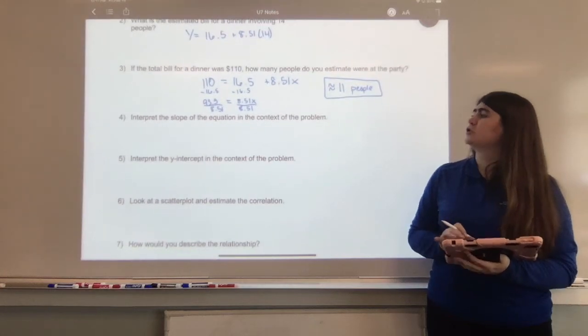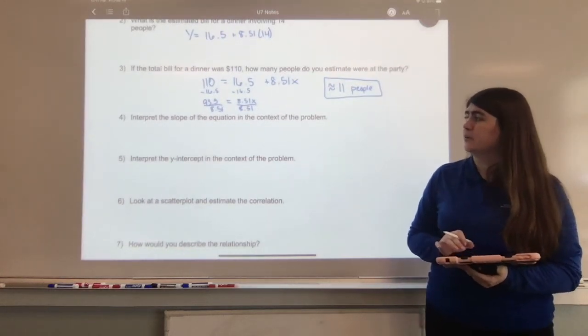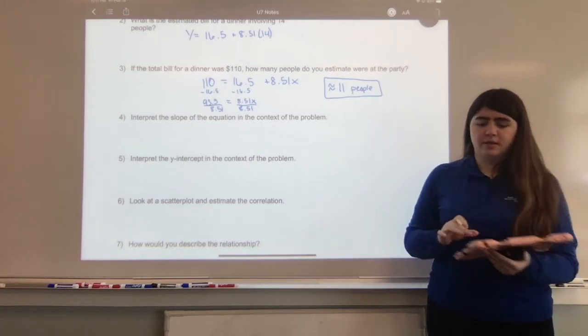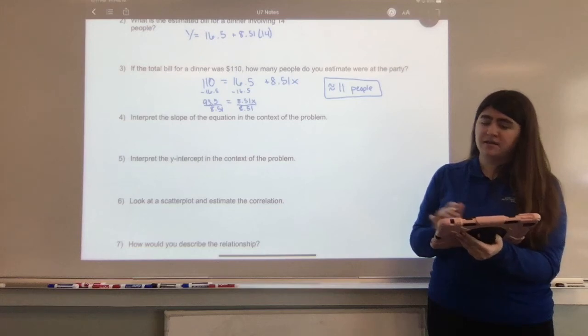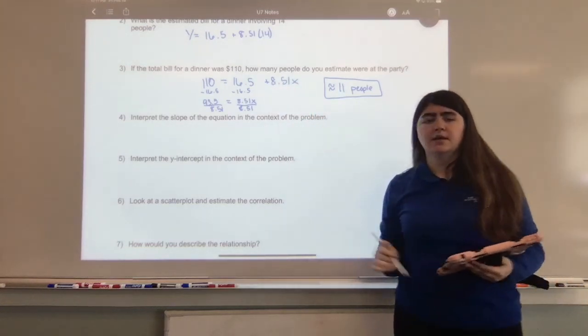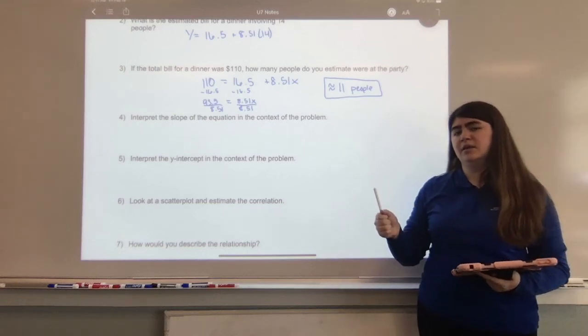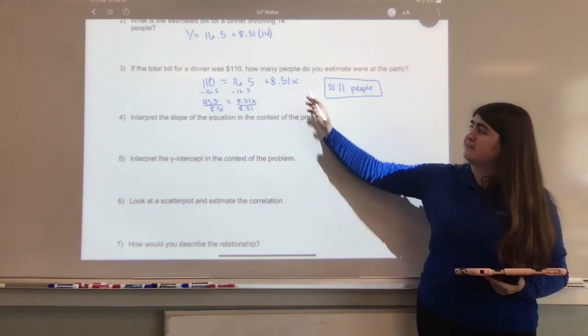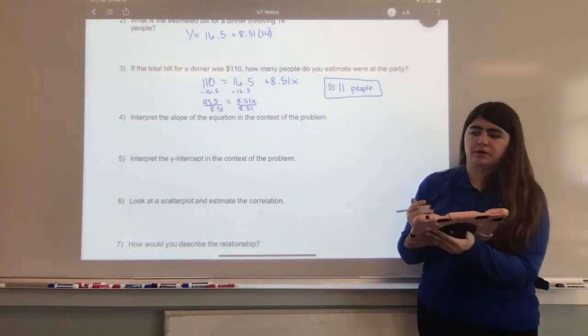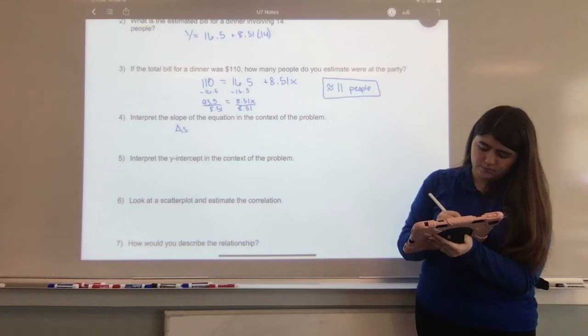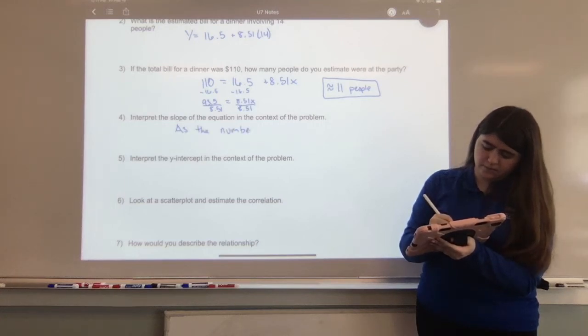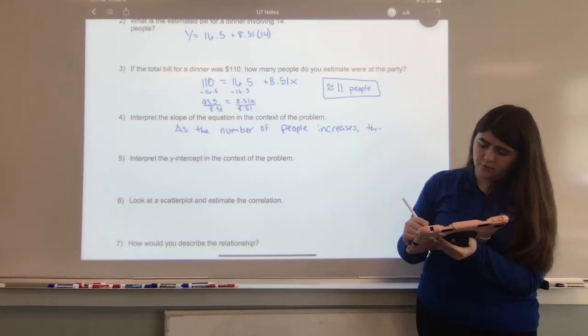All right, number 4, interpret the slope of the equation in the context of the problem. So if we look at the slope itself, it's a positive 8.51. It's right there in this question. And that means that our line is increasing. So as the number of people increases, the bill, or the total bill, also increases.